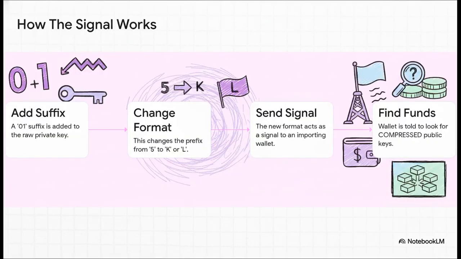Let's just walk through how this little signal works. So first, like we saw, that 01 gets added to the end of the raw private key. Second, this simple addition changes the final format, and that's what flips the prefix from a 5 to a K or an L. Third, that new format is the signal. It's telling the wallet, hey, the private key isn't compressed, but you need to generate a compressed public key. And finally, that tells the wallet to go search the blockchain for addresses that are tied to that specific type of public key. It's a simple flag that points the wallet to the right place to find your funds.